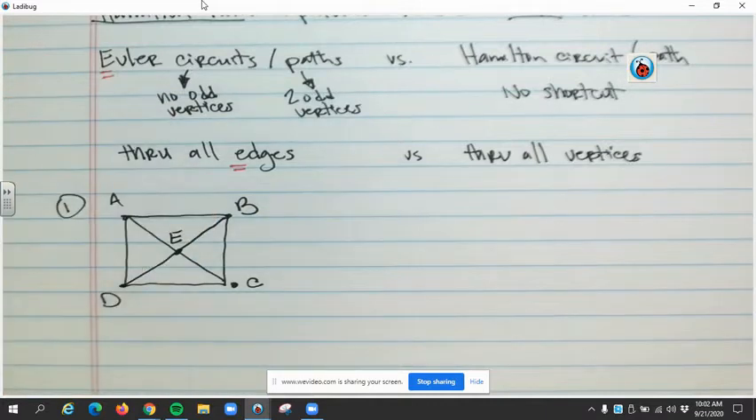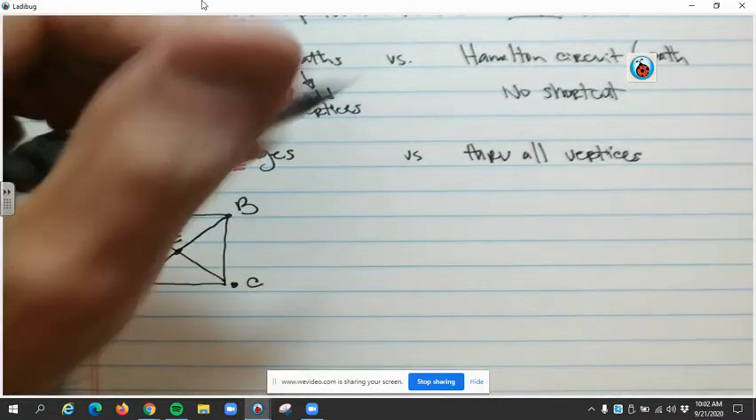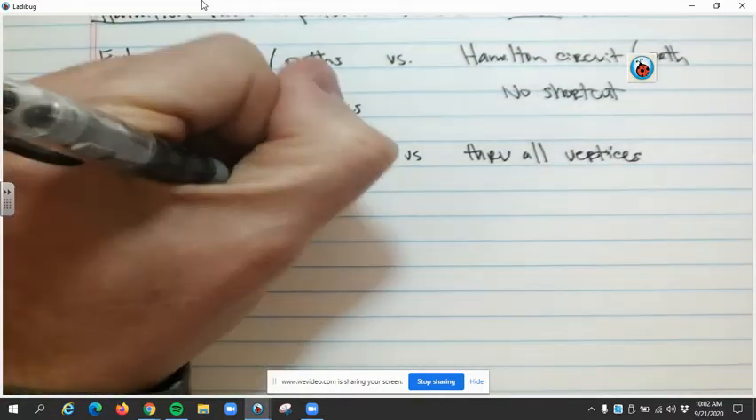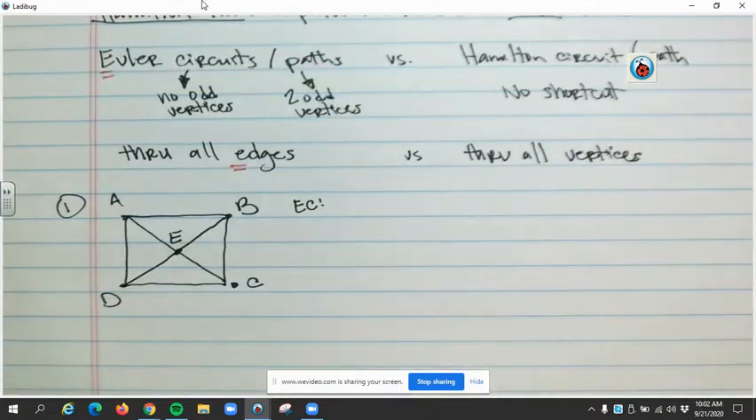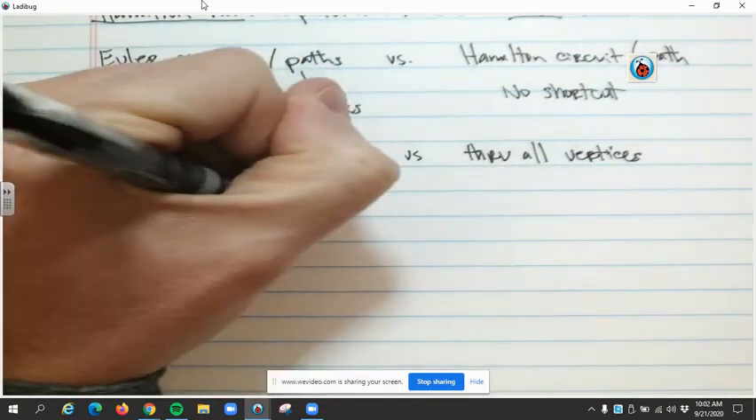So I'm going to ask you the same 4 questions for each of these 4 examples. I'm going to ask you, is there an Euler circuit? I'll put EC for Euler circuit. Is there an Euler path?